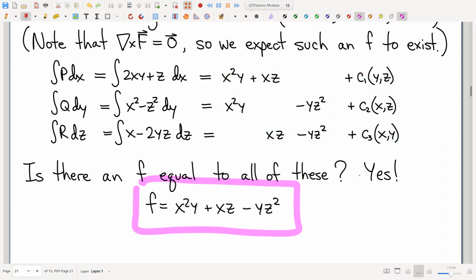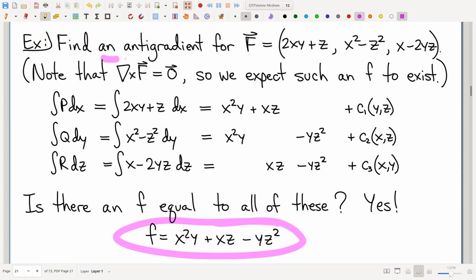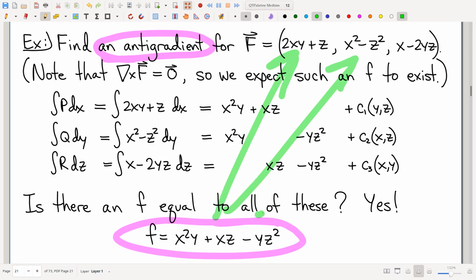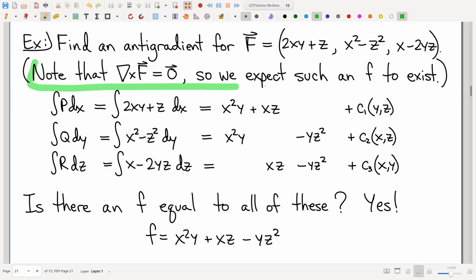And you can check for yourself, and this is a good, healthy exercise. Everyone should do the following. You can check for yourselves that this function that I claim is the anti-gradient, if you take the gradient, x partial, y partial, z partial, indeed you get what you need to get. How we doing? Everybody okay with that process? It's nice and algorithmic. Careful of the details.